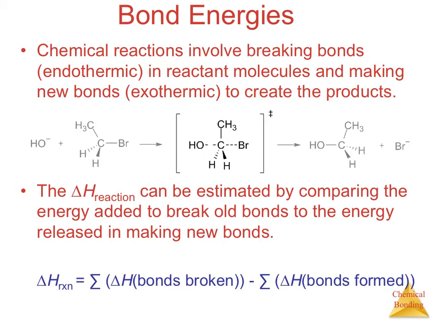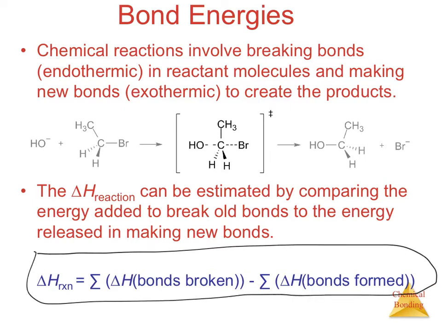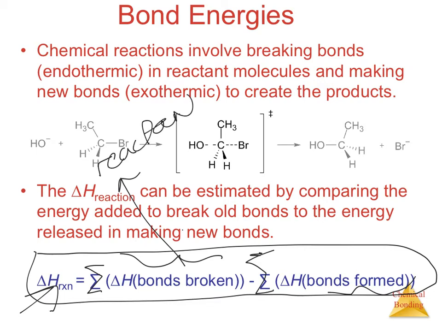Here is the formula we use for bond energies. The total enthalpy of reaction is the sum of all of the bonds broken minus the sum of all of the bonds made. When you're trying to add up bonds broken, you want to look to the reactant side. All the bonds are broken from the reactants. When you're looking at new bonds formed, you need to look to the product side of a reaction.